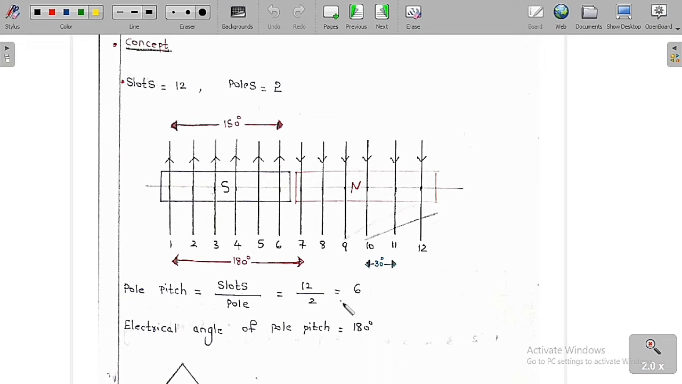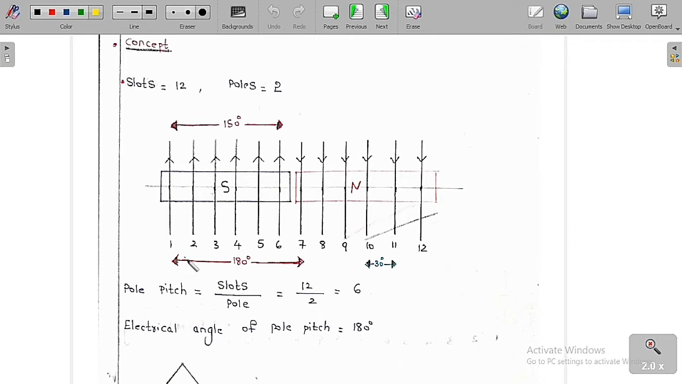But now for pole pitch, suppose this is the first conductor, so 1 plus 6 is nothing but 7. So this is the angle. You can see clearly 1, 2, 3, 4, 5, 6, 7. So we can say 6 slots are there between them. So 6 into 30 is nothing but 180.